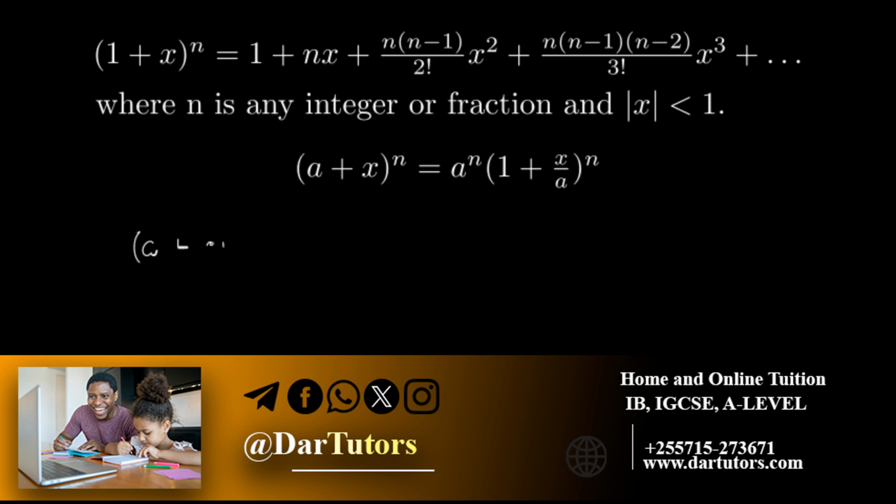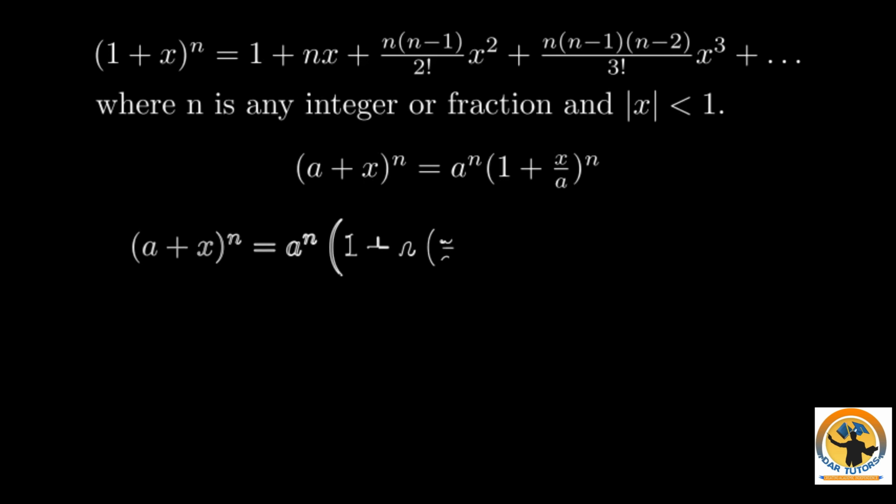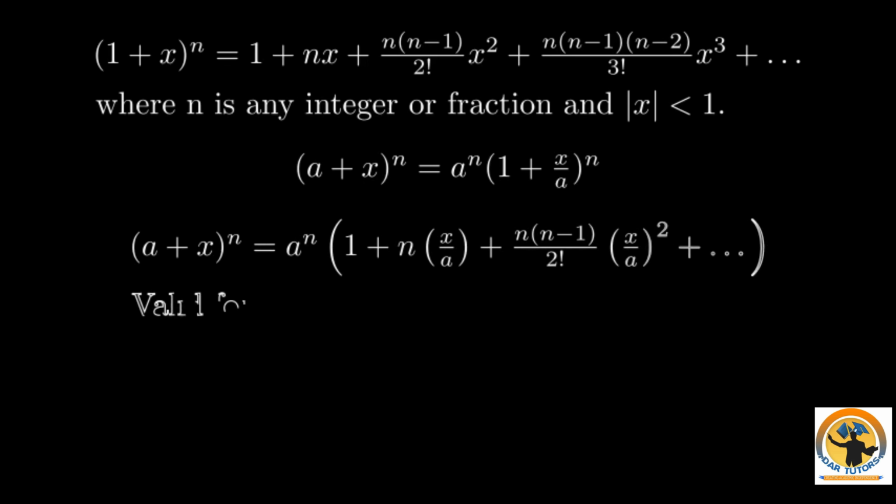So, the full expansion of (a + x)^n is a^n times the series 1 + n(x/a) + n(n - 1)/2! (x/a) squared, and so on. This expansion is valid when the absolute value of x/a is less than 1, which means the absolute value of x must be less than the absolute value of a.